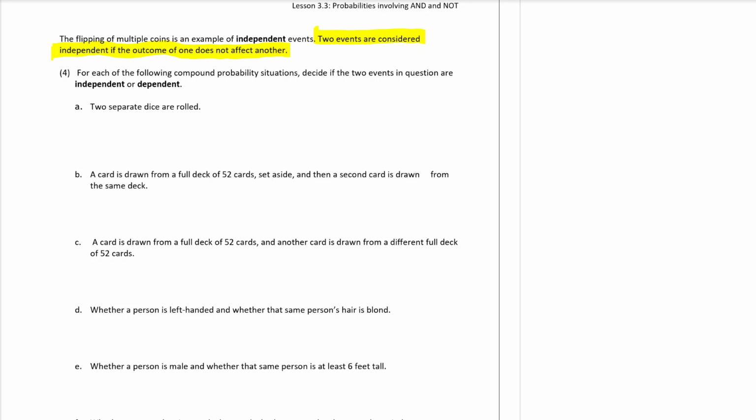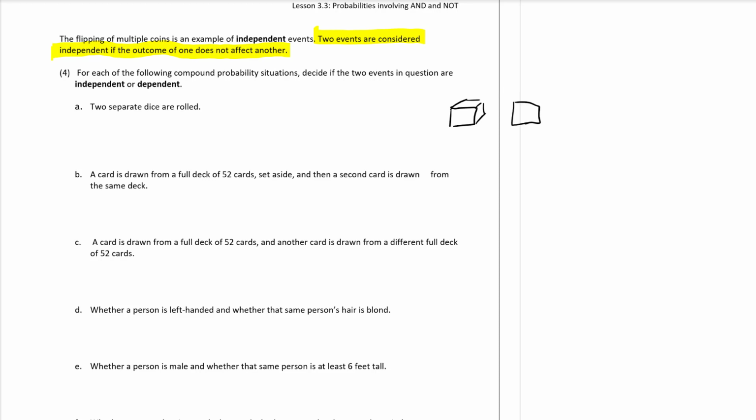You have two separate dice that are rolled. Remember, a die is a cube that has numbers from 1 to 6. We're going to assume it's a fair die. So two of them are rolled.